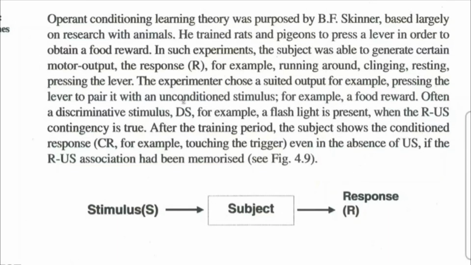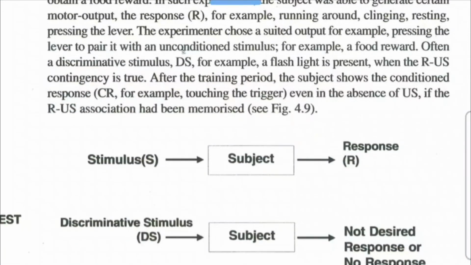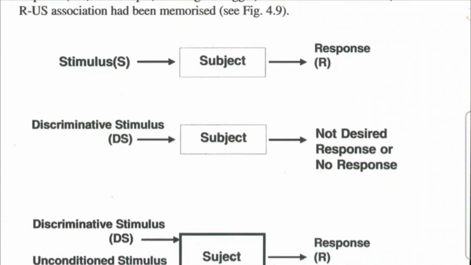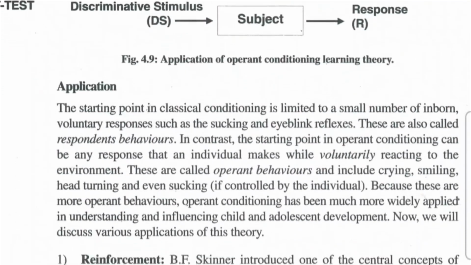The experimenter chose a suited output, for example, pressing the lever, to pair it with an unconditioned stimulus, such as a food reward. Often, a discriminative stimulus, DS, for example, a flashlight, is present when the R-US contingency is true. After the training period, the subject shows the conditioned response, CR, for example, touching the lever, even in the absence of the US, if the R-US association has been memorized, see Fig 4.9. Fig 4.9, Application of Operant Conditioning Learning Theory.